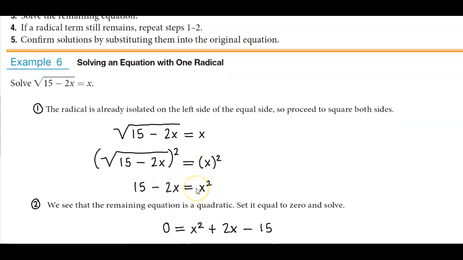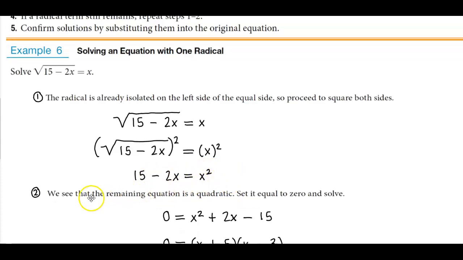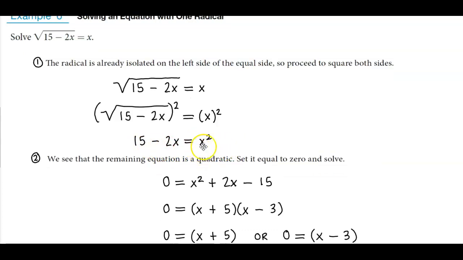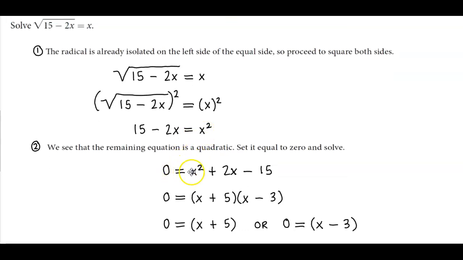Now at this point, we need to be able to solve, and you can see that we have a degree of 2. If we do have a degree of 2, that means we have to get all our terms on one side and set it equal to 0, because we see that the remaining equation is going to be a quadratic. So we're going to add 2x to the right side, subtract 15 to the right side, so that we can have a positive number in front of the x squared. So we have 0, which is equal to x squared plus 2x minus 15.